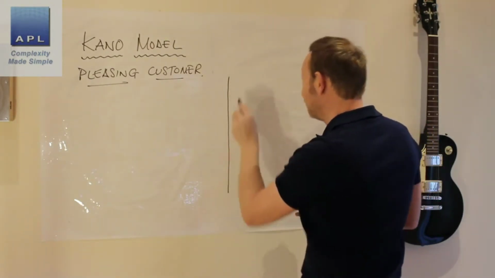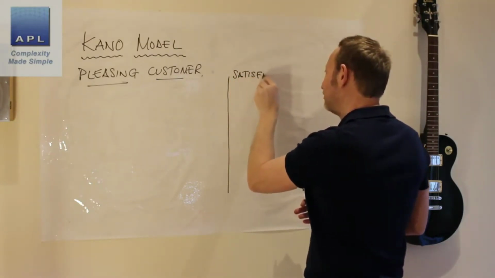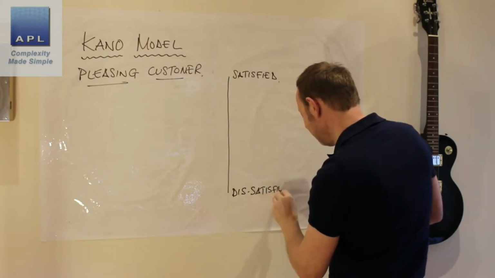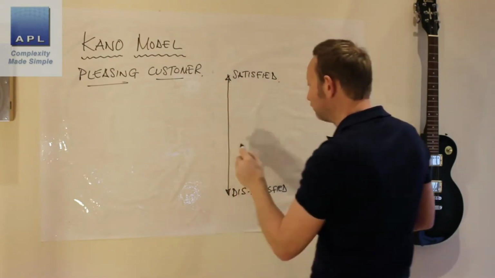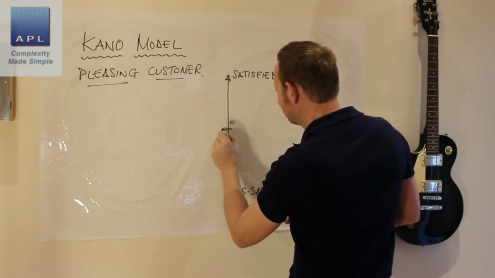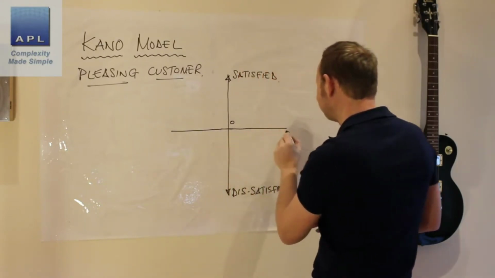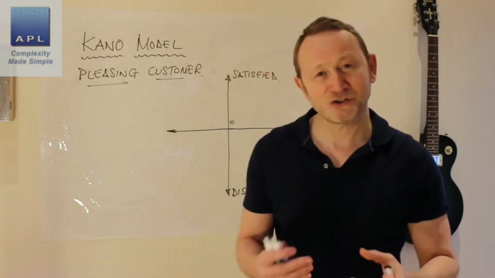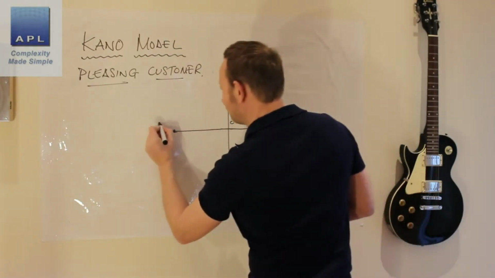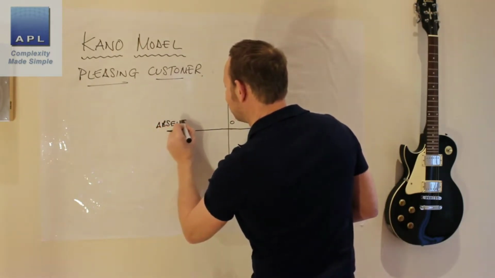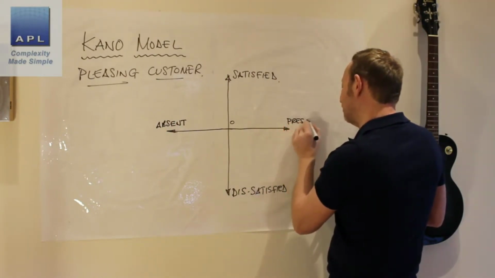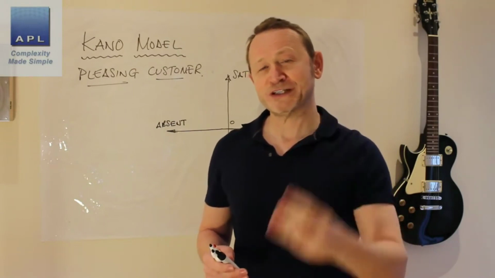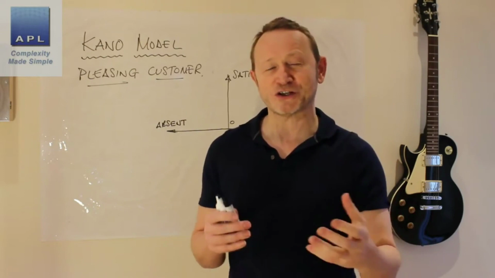So what we're going to have is how satisfied the customer is. This end, of course, they're going to be dissatisfied. Okay, so we've got a satisfaction scale. In the middle here, we've got sort of parity where they really don't care one way or the other. And on this scale, what we've got essentially is whether a feature or a service is present or absent. So if you design something into your product or your service or you leave it out, so whether it's present or absent.